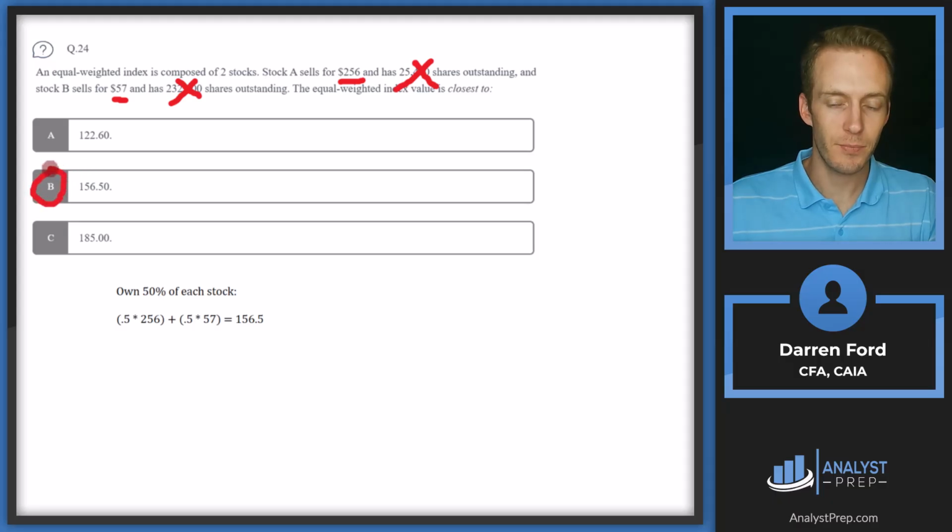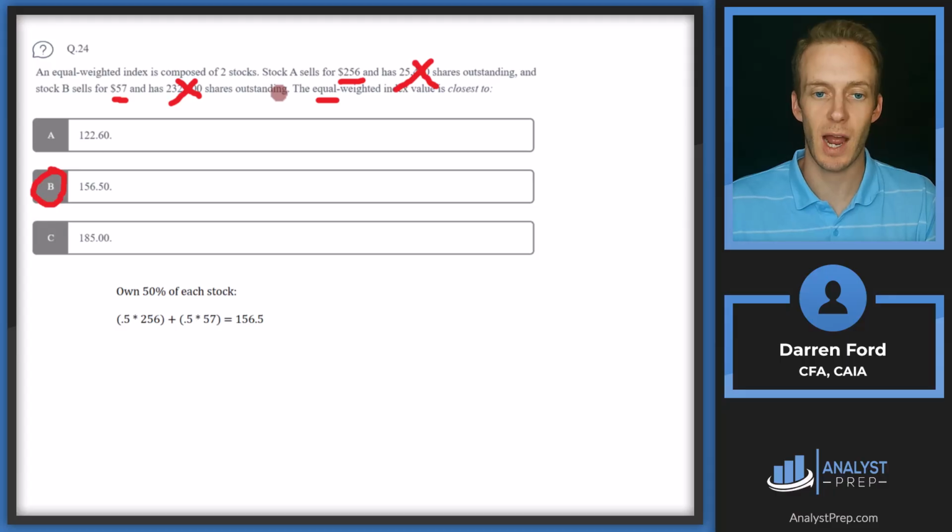Answer B. If we were doing a market cap weighting index instead of equal weight, that's when the shares outstanding would become relevant, because that's going to change how the securities are weighted in the index. But for here, with equal weighting, the shares don't matter. We're holding 50% of stock B and 50% of stock A, no matter what the share count is.